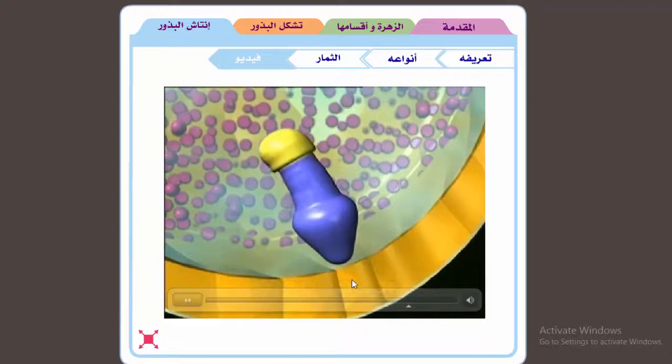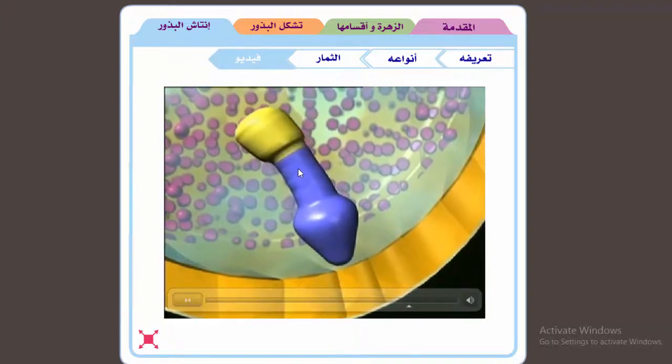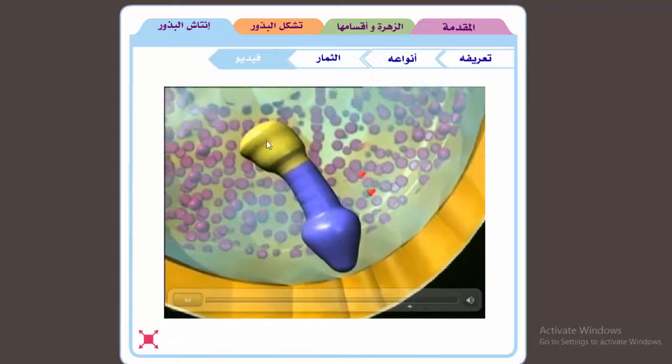The apical cell gives rise to an embryo. The suspensor now begins to transport nutrients into the young embryo.